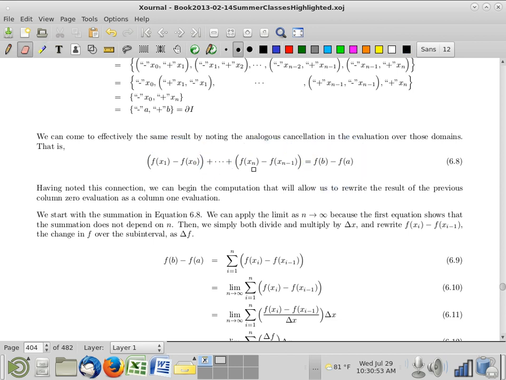So in particular, let's look at the next term here. The next one is f of x2 minus f of x1. And notice that this positively oriented x1 cancels with this negatively oriented x1 there. And they cancel.